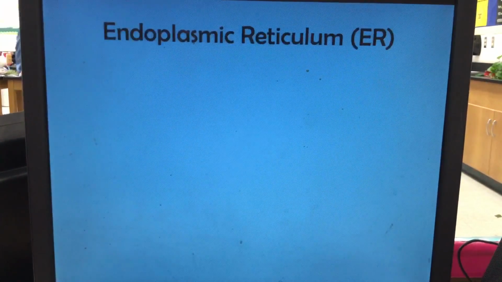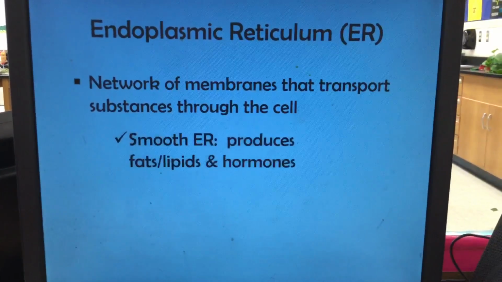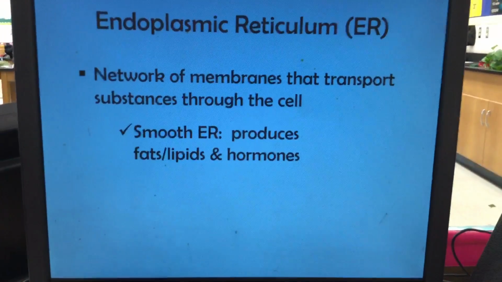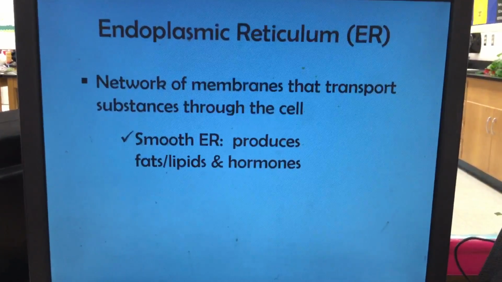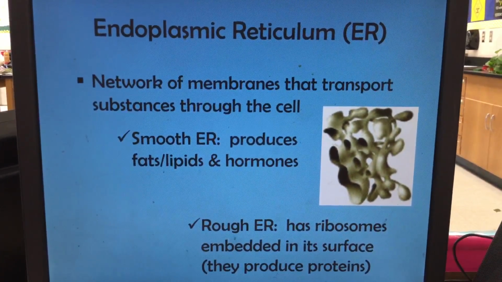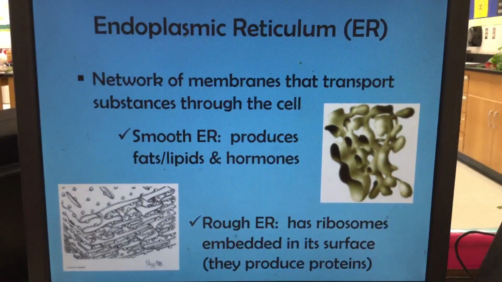Next, the ER, or the endoplasmic reticulum. This is the network of membranes that transport a substance through the cell. There's smooth ER, which produces the fats and the lipids and the hormones, and then there is rough ER, which has ribosomes embedded in the surface. This produces proteins.